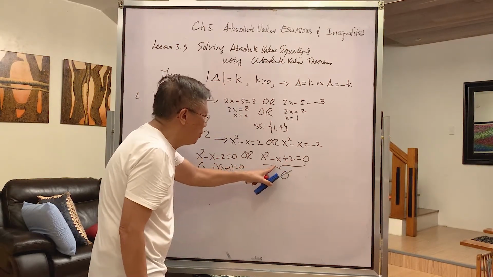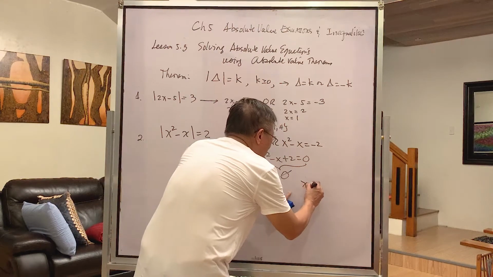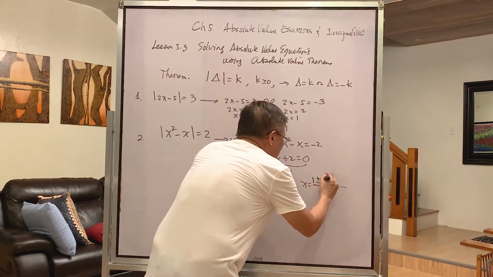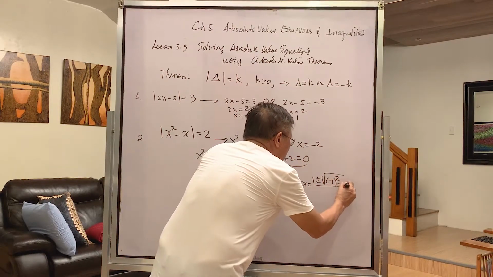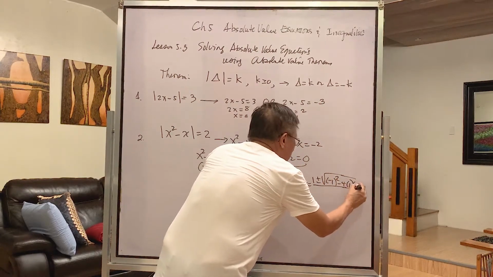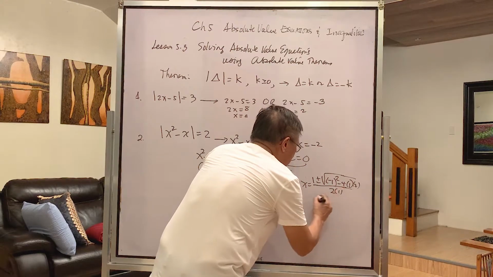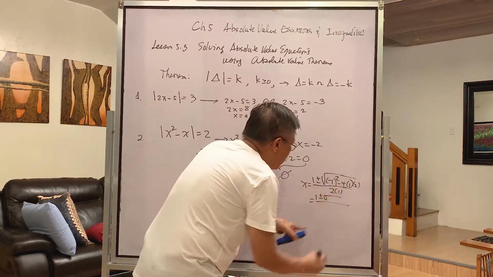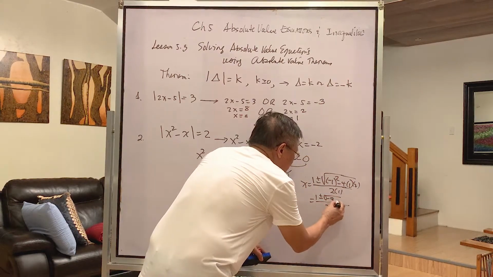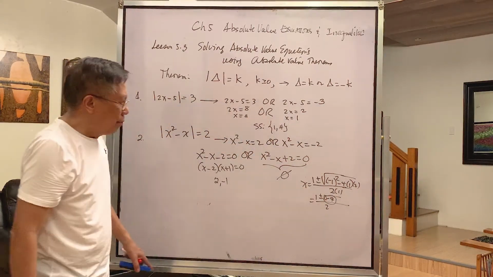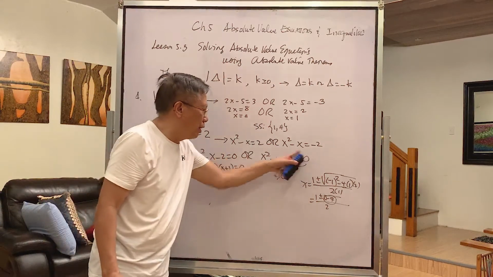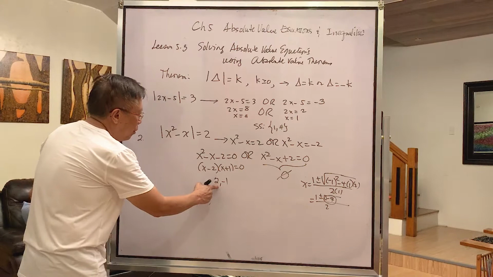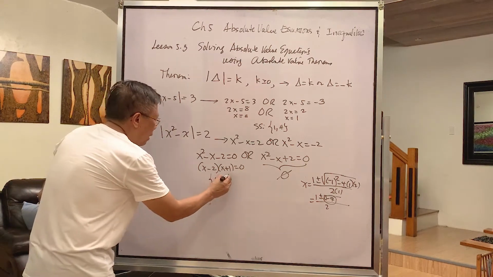You may try to solve for x here using the quadratic formula. Negative of negative b is 1, plus or minus the square root of negative 1 squared minus 4 times 1 times 2, all over 2 times 1. And you will get here 1 plus or minus the square root of the discriminant, which is negative 7. A negative discriminant will give you non-real roots for this equation. Therefore, our solution here will be 2, negative 1.